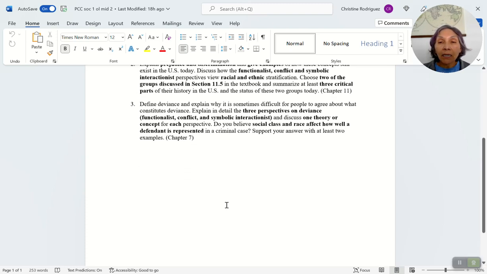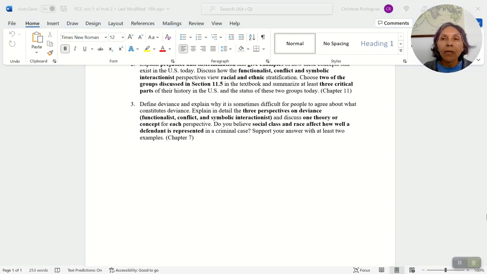And finally, the chapter 7 question, the last one, I ask you to define deviance and explain why it is sometimes difficult for people to agree about what constitutes deviance. So remember that in the text, there's a discussion about why it's difficult to nail down a discussion about deviance. Like, not everybody agrees on what is deviant. Crime is easy to define, anything that violates a law. But deviance, as the textbook discusses, is more difficult to get people to agree.